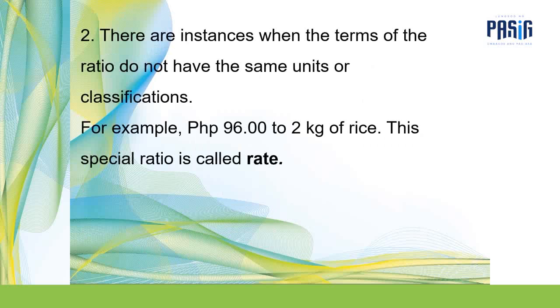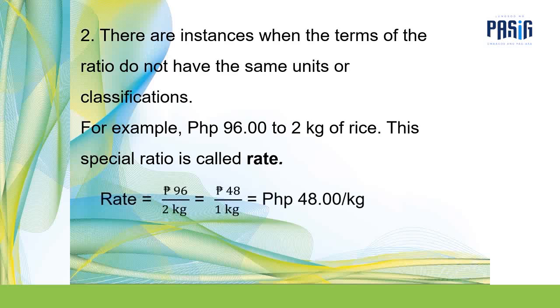Let us take the second example. There are instances when the terms of the ratio do not have the same units or classifications. For example, 96 pesos to 2 kilograms of rice. This special ratio is called rate. We call this rate because in here, we're comparing two different quantities, the pesos and the kilograms.